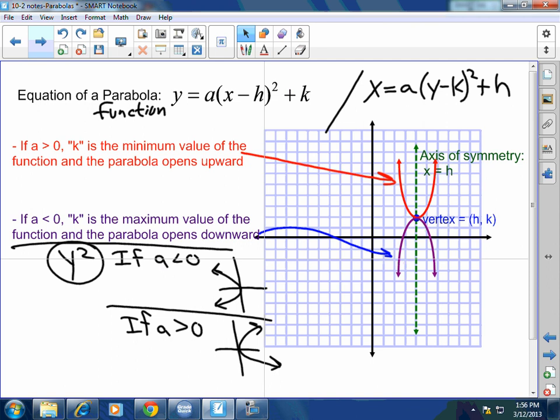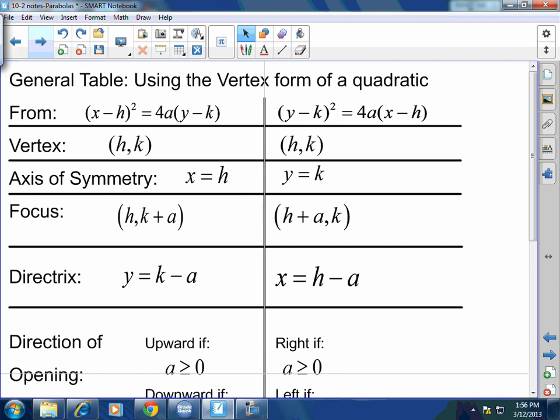Now, I'm about to bombard you with a lot of information here. So please ask questions and please focus. Now, the general table using a vertex form of a quadratic. These are the new forms of the equation that we are going to work with. You're going to turn it into stuff like this through completing the square and doing all that fun jazz.